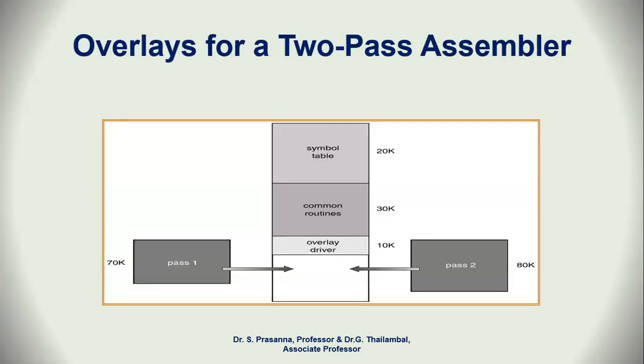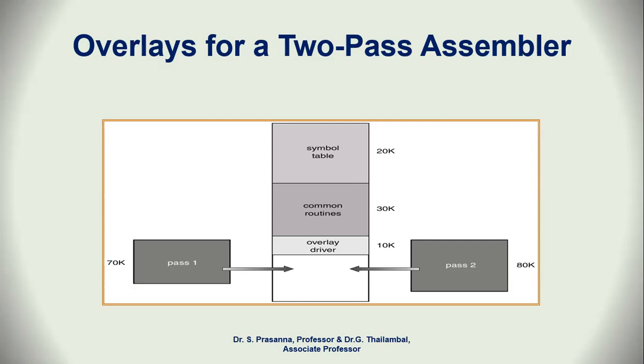So this is a diagrammatic representation of overlays for a two-pass assembler. So in this, you can see that we have a code which is of memory space 70K, that is pass 1. And we have another set of code pass 2, which is of memory space 80K. But in your memory, already you have stored 20K of symbol table and 30K of some common routines, and 10K is definitely needed when you want to use the overlays.